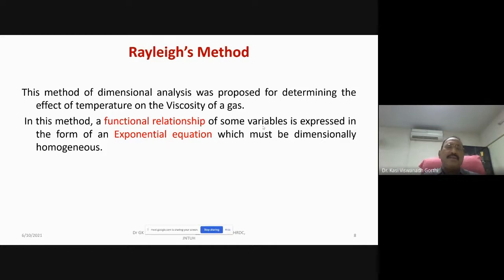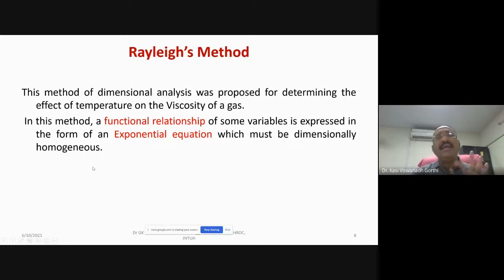This functional relationship between the dependent and independent variables in a physical phenomena can be expressed in the form of an exponential equation by making use of Rayleigh's method. And we assume that this exponential equation is dimensionally homogeneous.